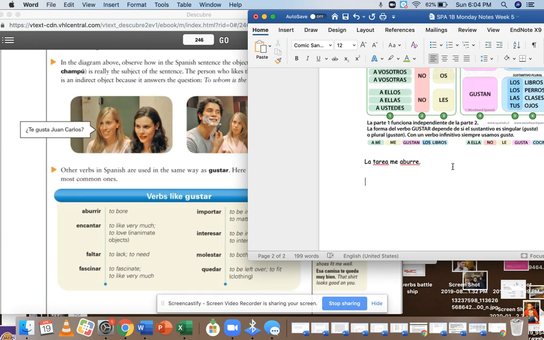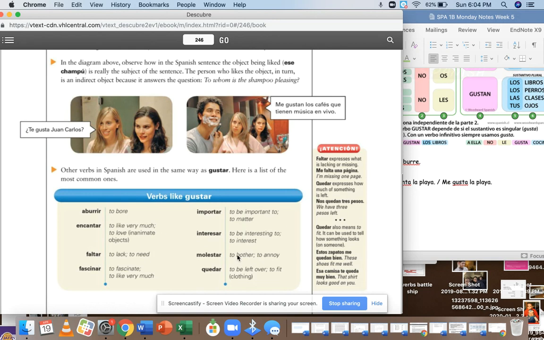Let's look at encantar. A mí, for emphasis, me encanta la playa. Or you could say, me gusta la playa. Okay? So these verbs are used the same way that gustar is used. Let's stop here because this is all I want you to focus on for Monday.